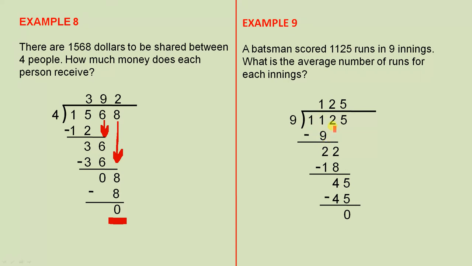That's our remainder. Bring the 2 down. 9 into 22 goes twice. 2 times 9 is 18. 22 minus 18 is 4. That's the remainder. Bring down the 5. 9 into 45 goes 5. There's your 5. 5 nines are 45. Do your subtraction. No remainder. So the average for each innings is 125 runs.